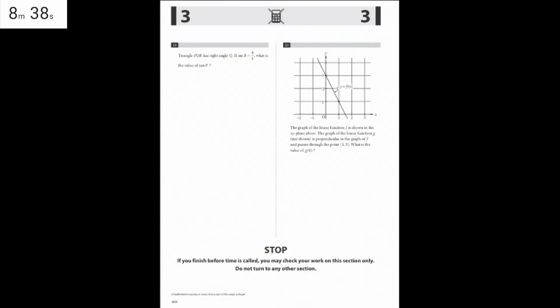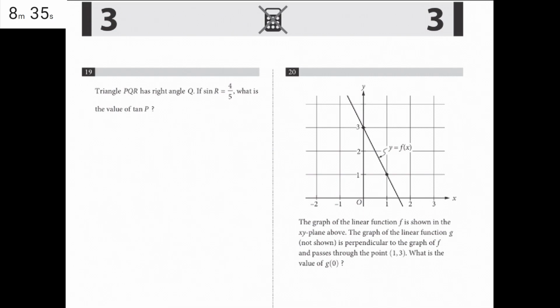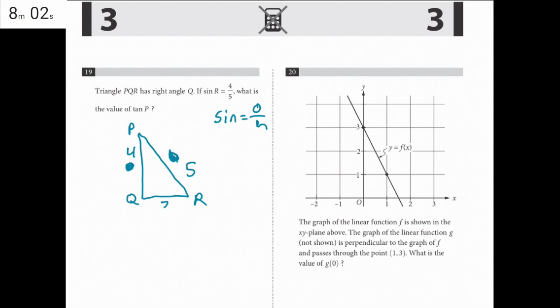Okay, 19. Triangle PQR has right angle Q. If sine of R is equal to 4/5, what is the value of tangent P? So let's make this triangle. Let's call this PQR. So the sine is equal to opposite over hypotenuse. So this side is 4, and this side is 5. So knowing our 3, 4, 5, this side's going to be 3, because that's a right triangle.